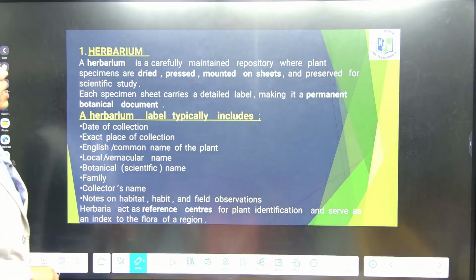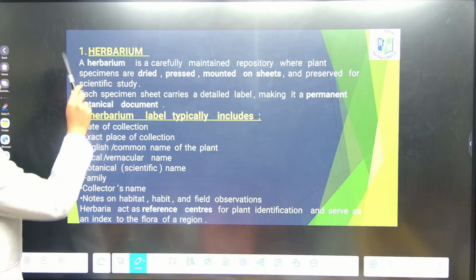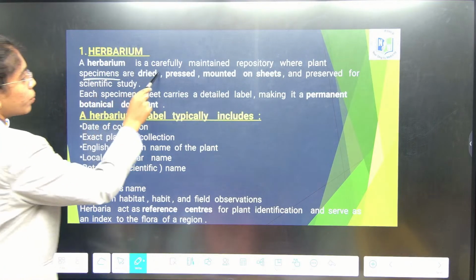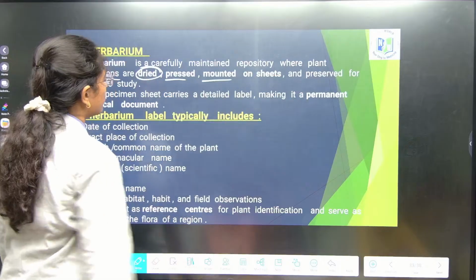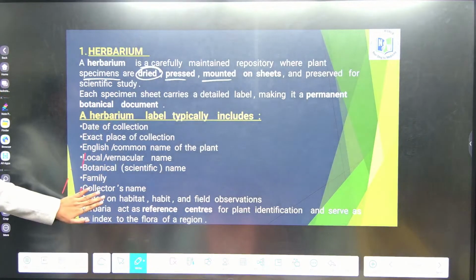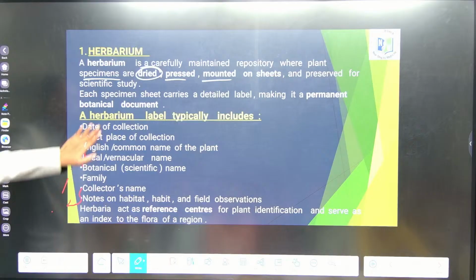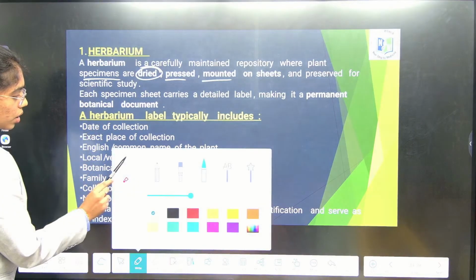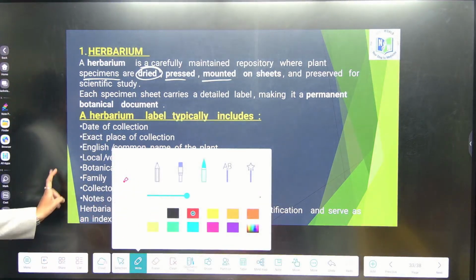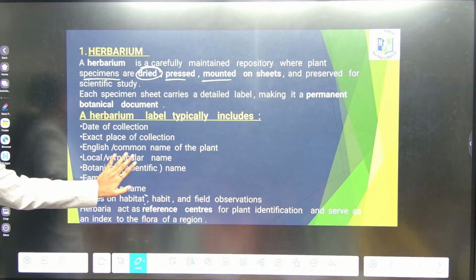A herbarium is carefully maintained by what plant specimens? How they have to be dried, pressed, mounted on the sheets. What are the labelings that you are mentioning on the herbarium is important. They will give you 4 options. One of them will be missing out. You have to identify that.